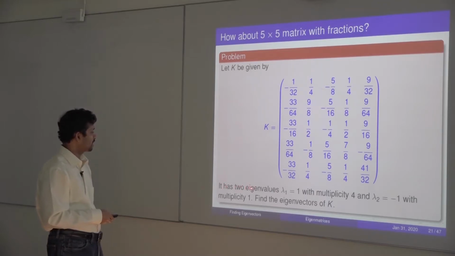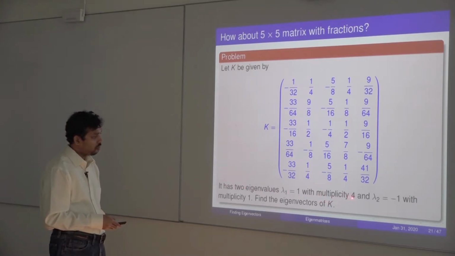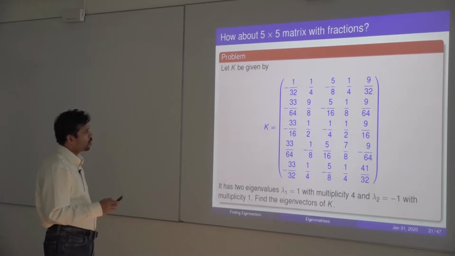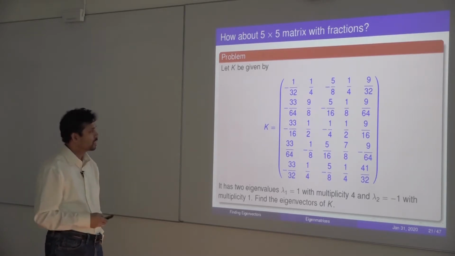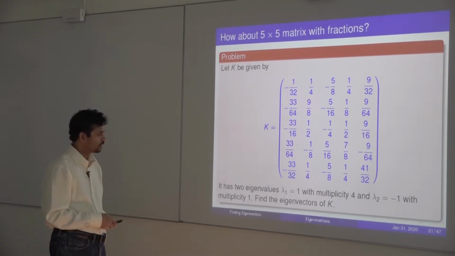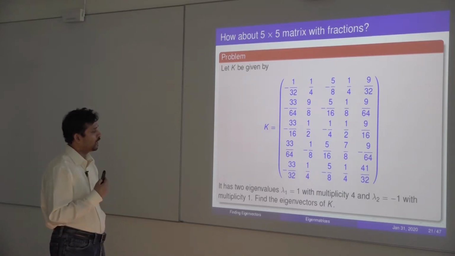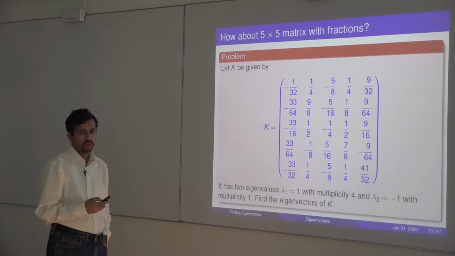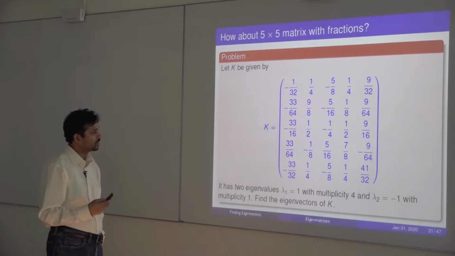So this one again has 2 eigenvalues, lambda 1 equal 1 with multiplicity 4, and lambda 2 equal -1 with multiplicity 1. But don't worry, we can solve this problem at the end. It will probably take about 30 seconds. But if you want to do this problem in the standard way, it's going to take about 20 to 40 minutes.